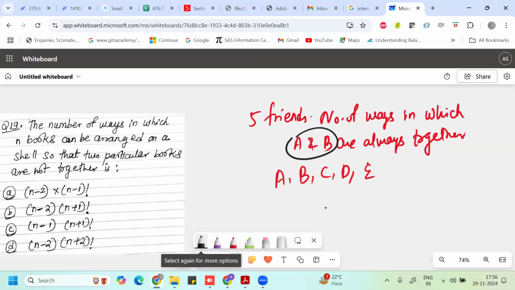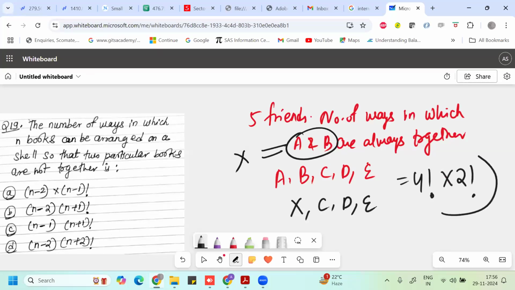So let A and B be equal to X. Then I'm writing X, C, D, E. Since A and B are always together, consider them as one, so there are 4 people, not 5. In how many ways can you arrange 4 people? 4 factorial. And then A and B can interchange their places also. So the number of ways is 4 factorial into 2 factorial. Are you getting this part?